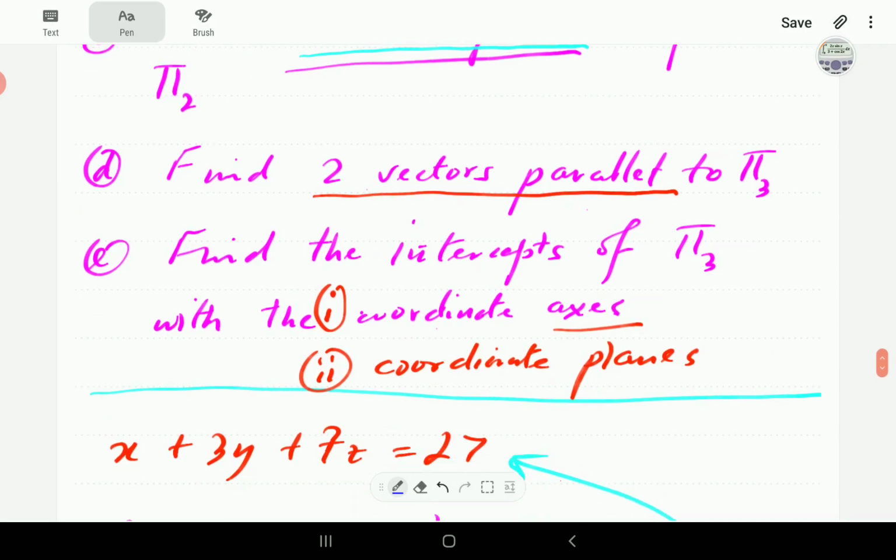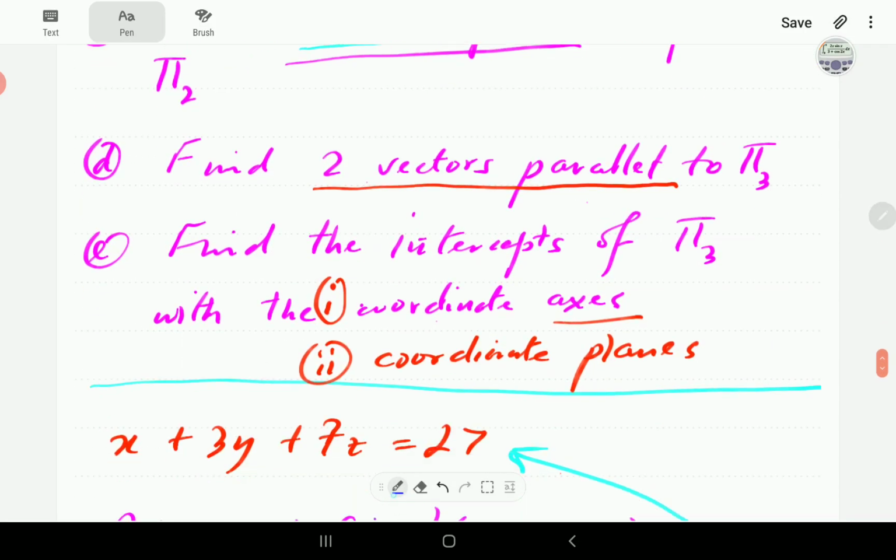We actually modified it slightly from the one that is in the lecture notes. So the one in the lecture notes is as shown in pink here. It just wants the intercepts of plane 3 with the coordinate axes. We added coordinate planes as well. So we're going to start by working this out, then we're going to work this out.